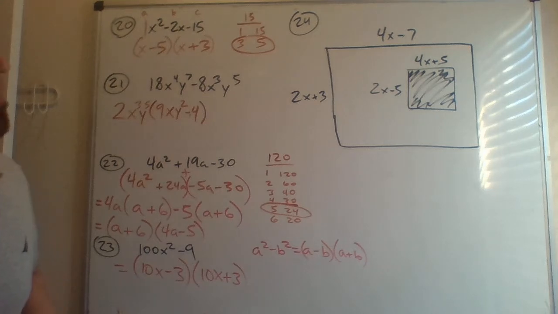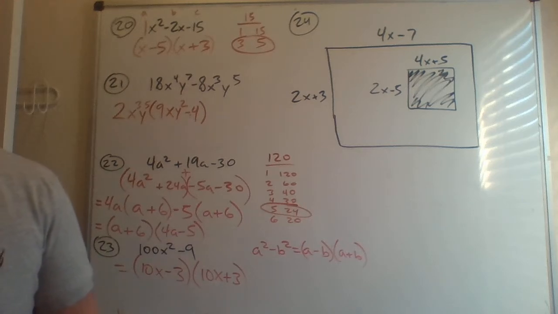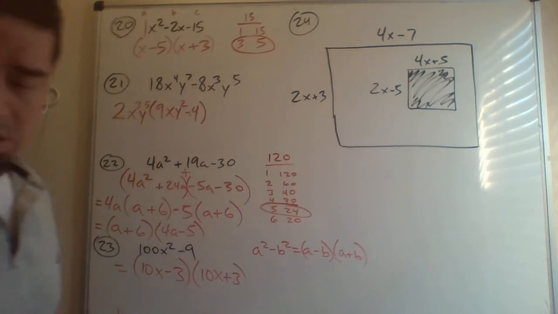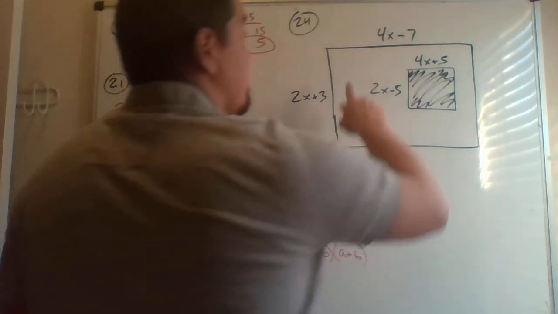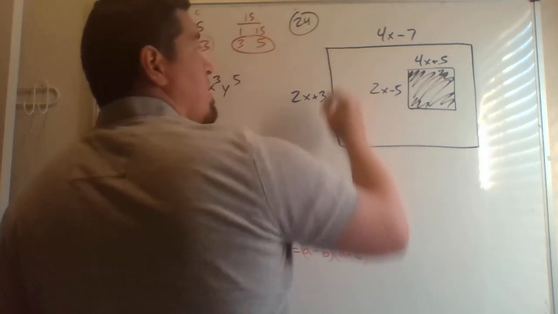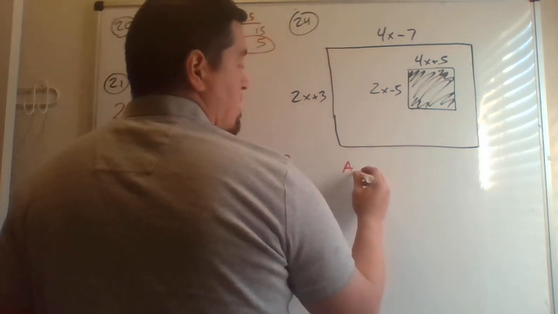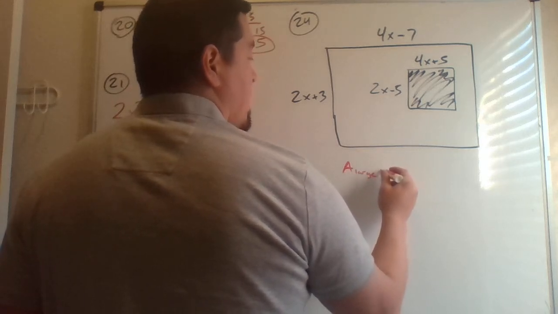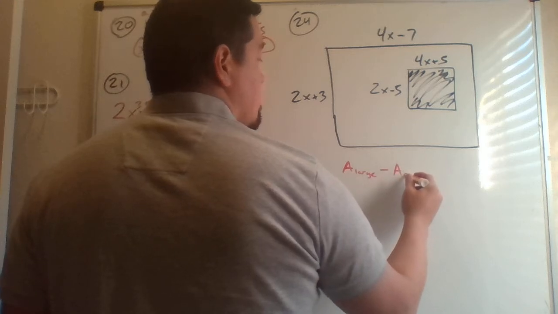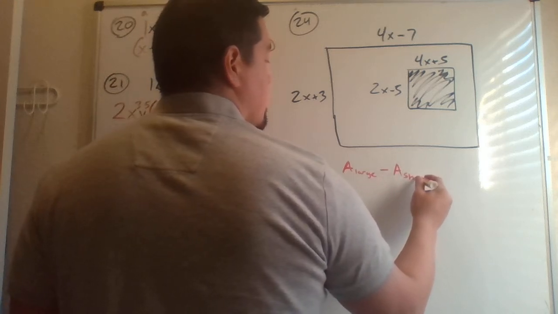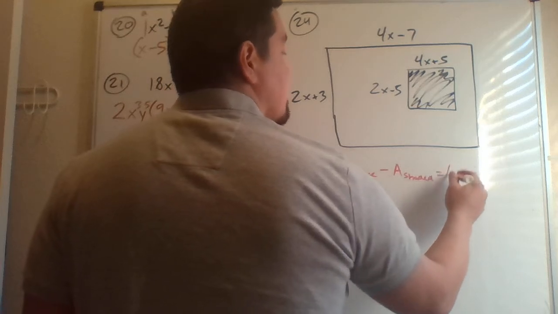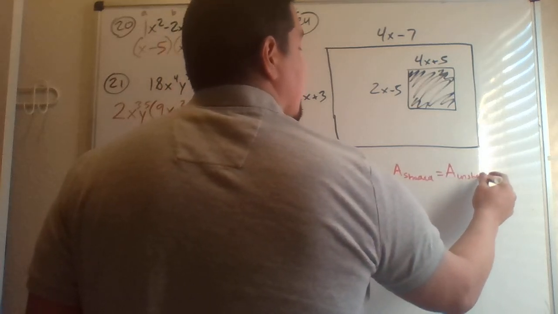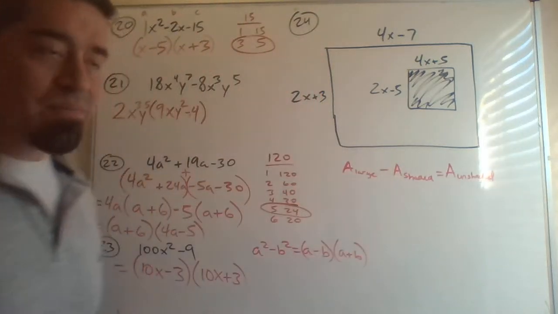The question asks, find the area of the unshaded region, which would be two rectangles. So we want to find the area of both, right? So here's the idea. I want to find the area of the large rectangle minus the area of the small, or shaded, equals the area of the unshaded. Okay, that's the overall goal.